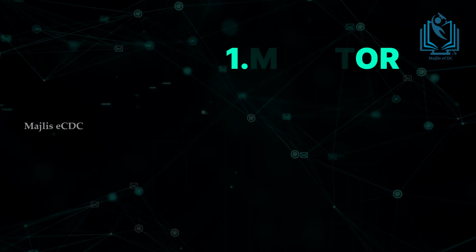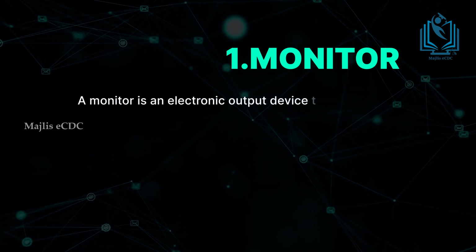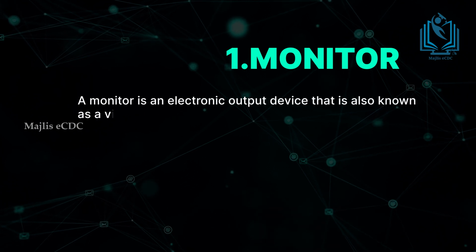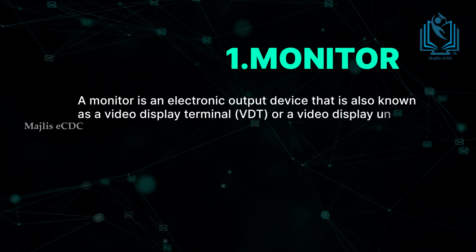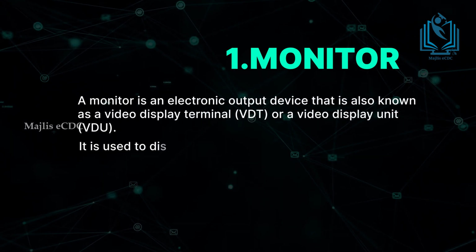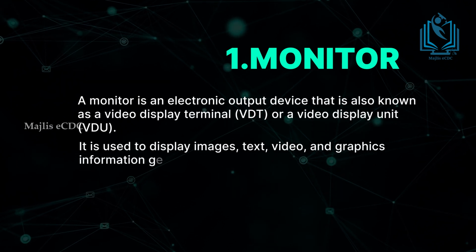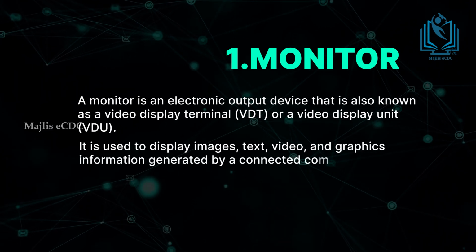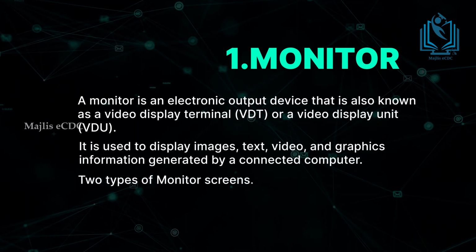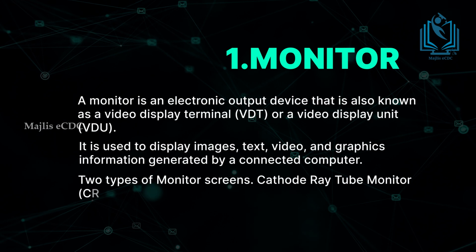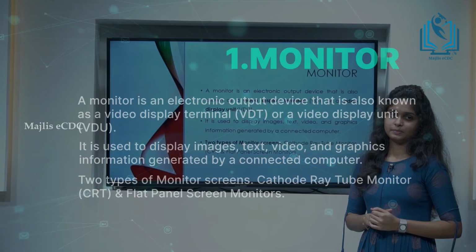First one, monitor. A monitor is an electronic output device that is also known as a video display terminal (VDT) or a video display unit (VDU). It is used to display images, text, video and graphic information generated by a connected computer. There are two types of monitor screens: cathode ray tube (CRT) monitor and flat panel screen monitor.